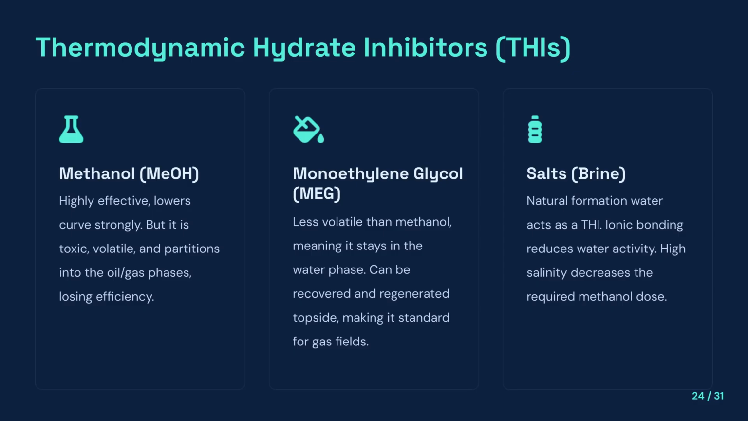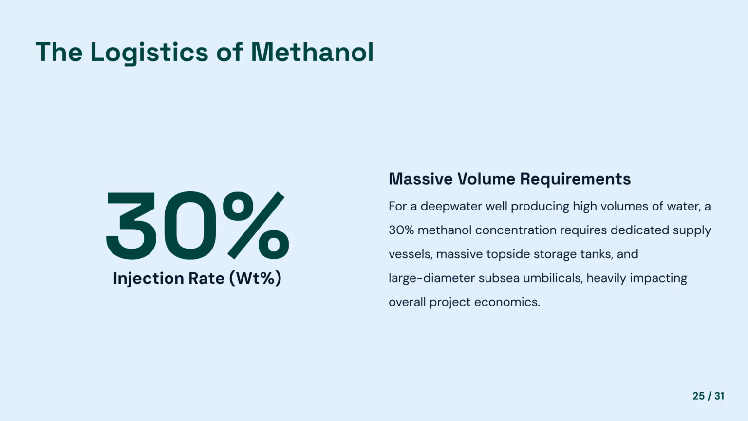Thermodynamic inhibitors include methanol, which is highly effective but volatile, monoethylene glycol, which is recoverable and standard for gas fields, and salts that naturally reduce water activity. Methanol usage involves major logistical challenges. High concentration requirements for water-heavy production necessitate massive storage and specialized supply vessels, impacting project economics.